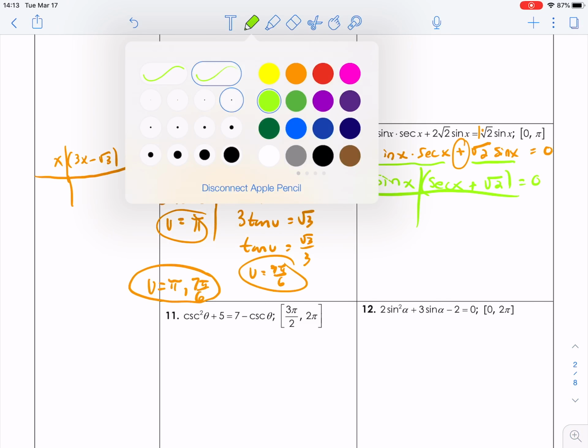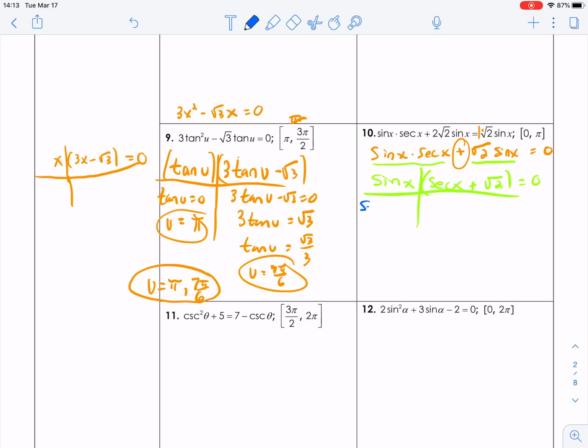Change color. This is tough to see. Let's go blue. Sine of x equals 0. This is going to be secant of x equals negative square root of 2. And we just solve. We are in either the first or second quadrant. So where's sine of x equal to 0 in the first or second quadrant? At x equals 0 or pi.